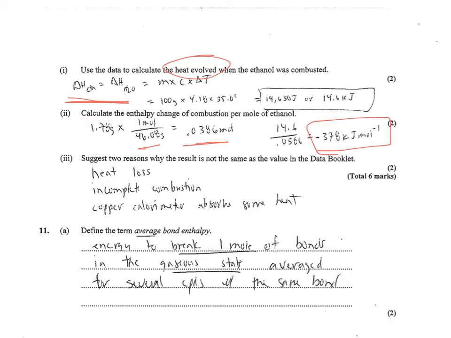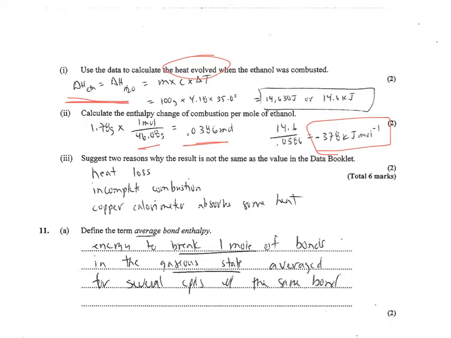Two reasons why the result is not the same as the value in the data booklet. Heat loss and incomplete combustion were common reasons you gave, and those are good, easy ones to give. The copper calorimeter absorbs some heat. That's another good one. A couple of them that you put that don't fit here is because bond enthalpy is an average. We weren't using bond enthalpy in this. We were looking at the heat of combustion that's been found and verified experimentally to our experimental values. So you have to make sure your reason fits the data you're working with.